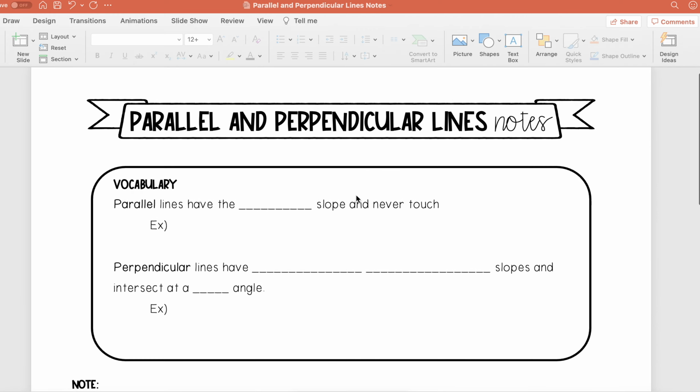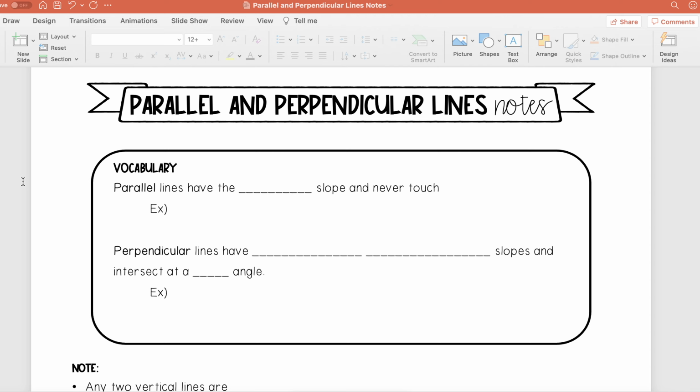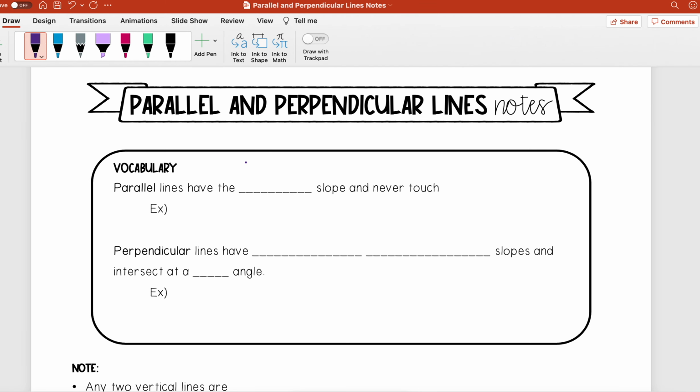And so some vocabulary is that parallel lines, what makes them parallel is that they have the same slope and never touch. So they look like this. I have two lines, same slope, they never touch each other. And so some examples of some parallel lines would be y equals 2x plus 4 and y equals 2x minus 3. It's okay that they have different y-intercepts, but I see they have the same slope of 2.